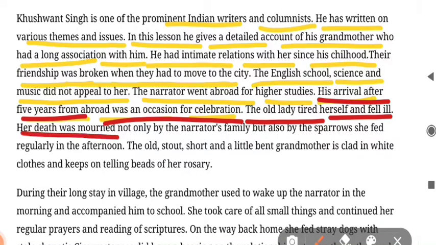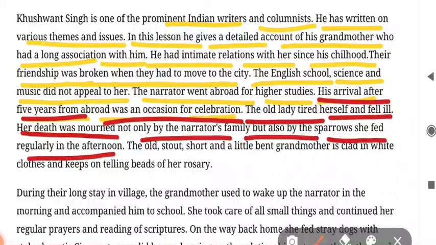Her death was mourned not only by the narrator's family but also by the sparrows that she fed regularly in the afternoon. So what happened, when the narrator started going to English schools and he was busy with his separate study room and room of living, the grandmother was very alone at that time. So to keep herself busy, she started feeding sparrows in the balcony, right? Every certain period of time, like for 2 hours in the afternoon, she went to the balcony area where the sparrows were sitting, and she fed them with grains and other stuff, right? So when she fell ill after the narrator returned, it was due to the hard work that she did for the celebration of his return home.